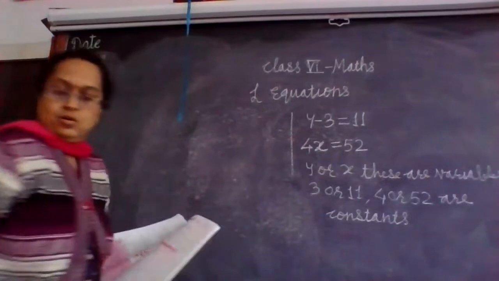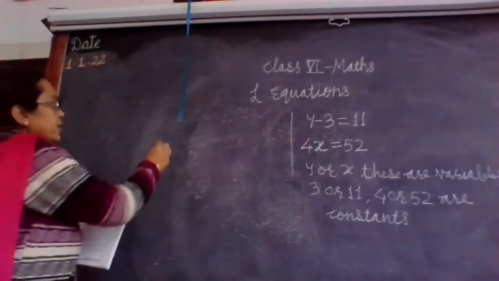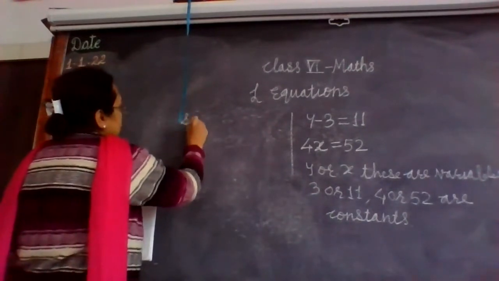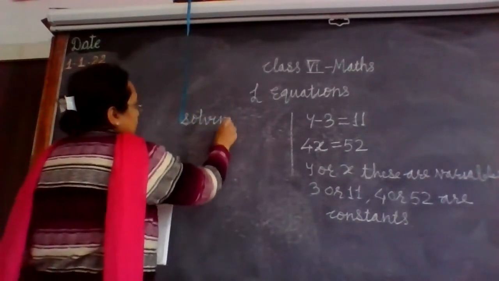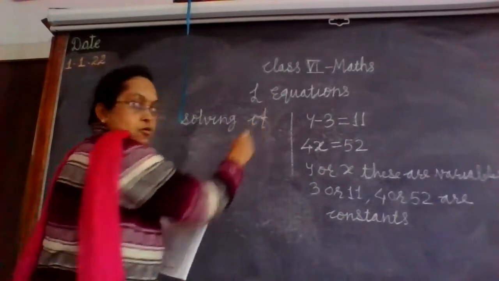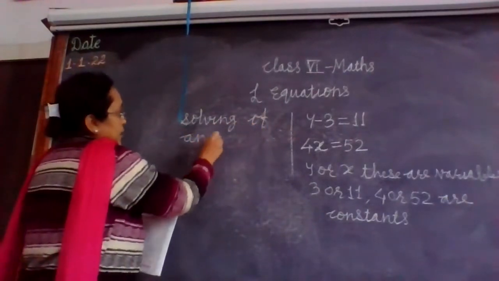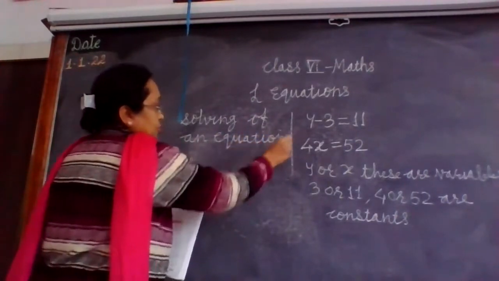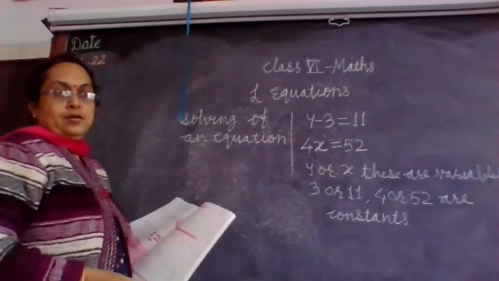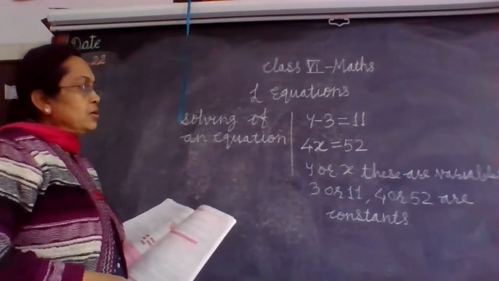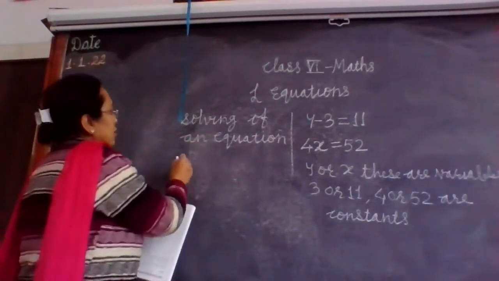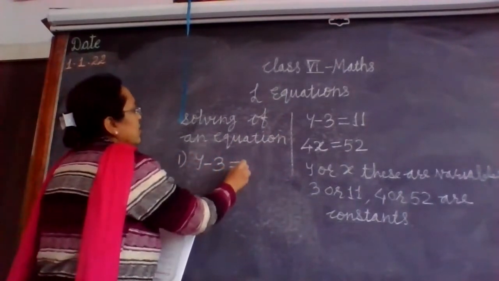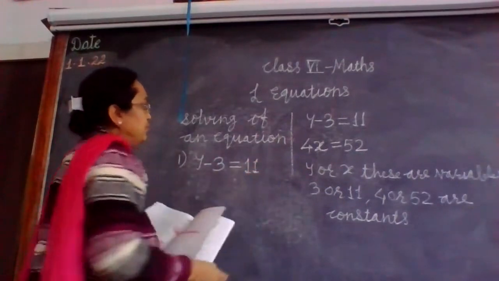Now the first method to solve the equation. To solve the equation means to find the value of y. Solving of an equation means to find the value of the variable. Now, first example, let us solve: y minus 3 equal to 11.